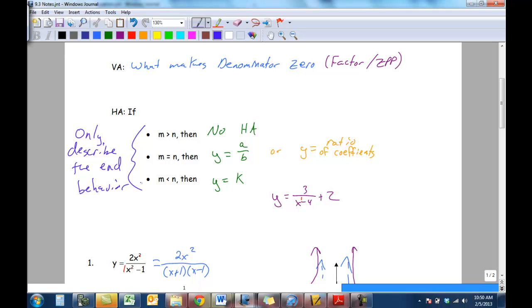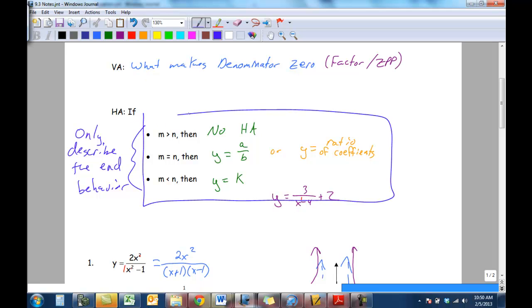For right now, remember, verticals is what makes the denominator 0. Horizontal asymptote, there are 3 scenarios that we got to pay attention to.